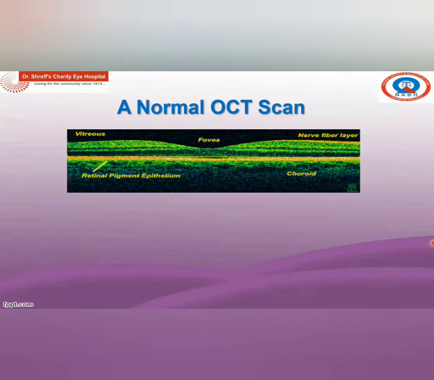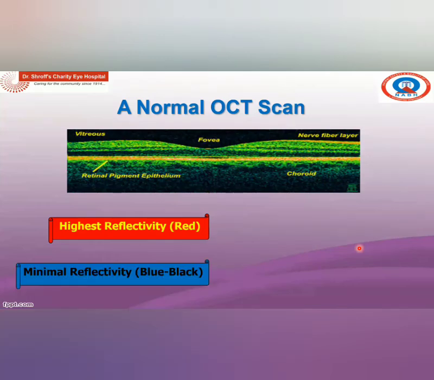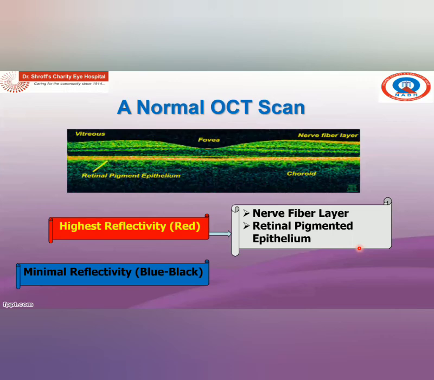So the highly reflective layers are these, and the minimal reflectivity, the low reflectivity, is represented in blue and black. The highly reflective layers are the nerve fiber layer and the retinal pigmented epithelium, in red and yellow. Now which layers are shown as the lowest reflectivity? Nerve fiber layer, high or low? Choroid.